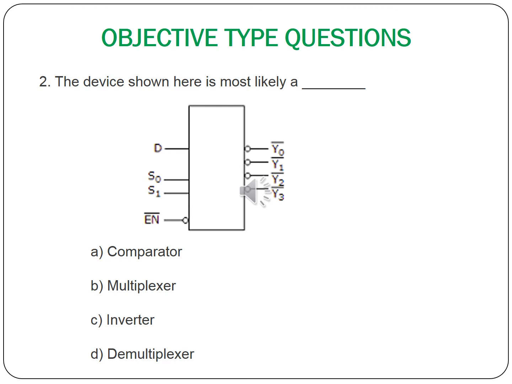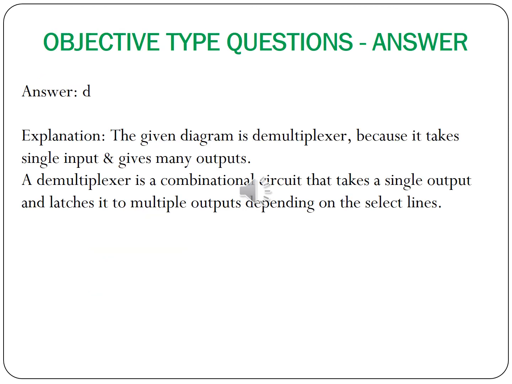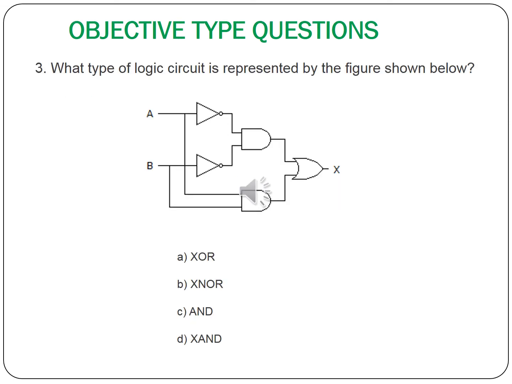The explanation of the answer is that the given diagram is a demultiplexer because it takes a single input and gives many outputs. A demultiplexer is a combinational circuit that takes a single input and routes it to multiple outputs depending upon the select lines. So the answer to the above question is a demultiplexer.